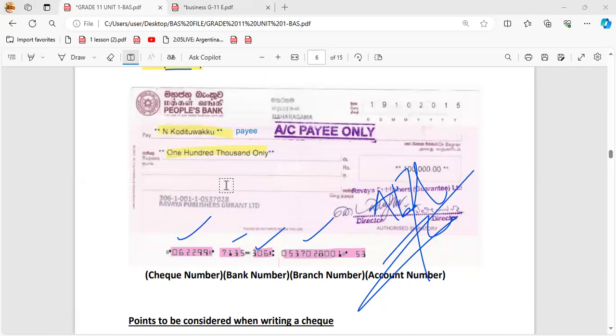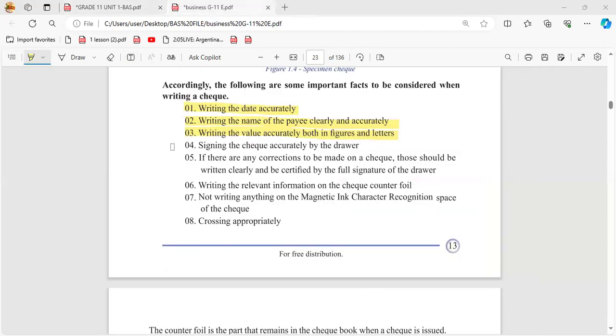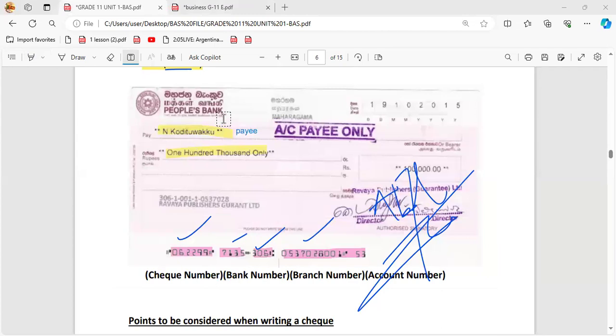Therefore, there has to be no difference. Same thing that you have to write. If you write 100,000, here you put 1 and 5 zeros. Sorry, 5 zeros. Will that payee get the money? No. Am I clear? Therefore, both of these have to be similar and both of these have to be accurate also. Signing the check accurately by the drawer. If there are any corrections to be made, those should be confirmed clearly with the full signature. For example, I have to pay kodituakku, but I have written Asif, right?